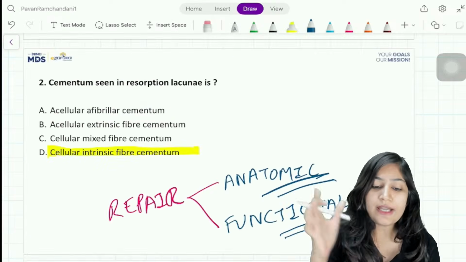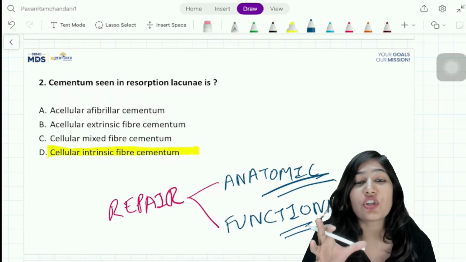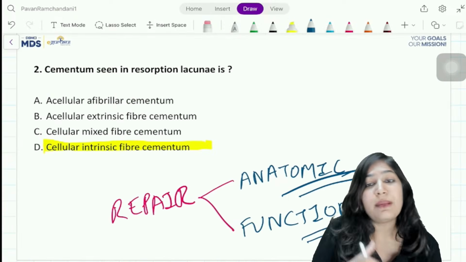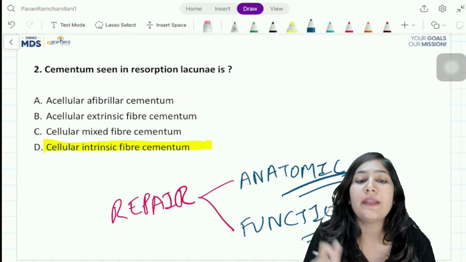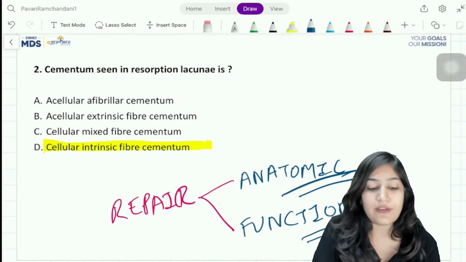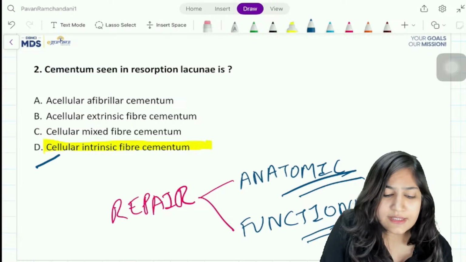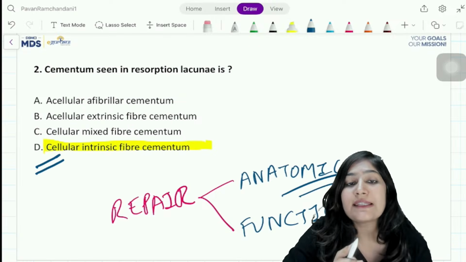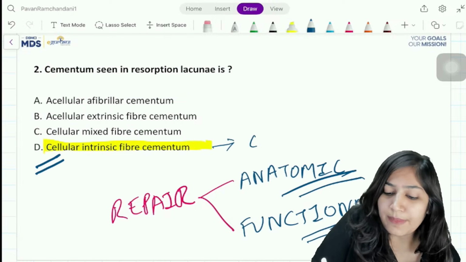So we all know that repair is mainly a function of cementum. And which cementum will be filled in the resorption lacunae? It is cellular intrinsic fiber cementum. Cellular intrinsic fiber means this cementum has cementocyte cells.